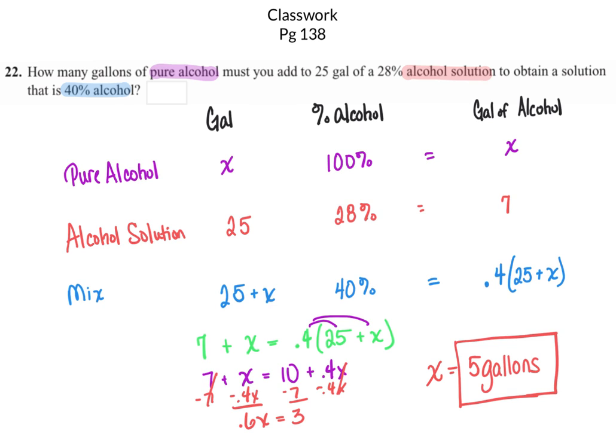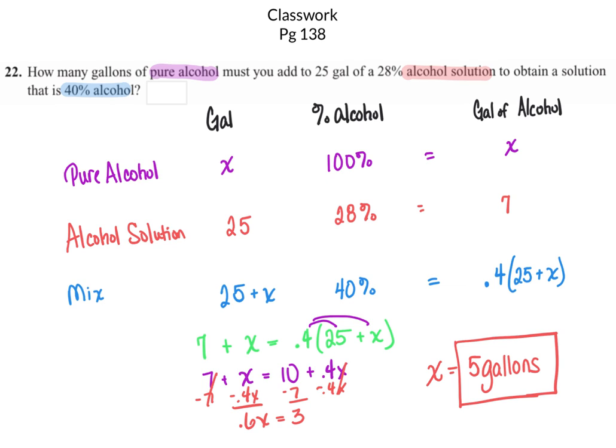If they had gone on and asked me more questions like, how many gallons of the mix will you have? Well, you would say 25 plus 5, I would have 30 gallons of the mix, right? If they had said, how much alcohol do you have in your mix? Well, you would have plugged in the 5 over here and figured out how much alcohol you had in the mix. So you have to pay attention to what is asked of me. And did I answer the question, right? Did I answer it correctly? Did I answer all of their questions?